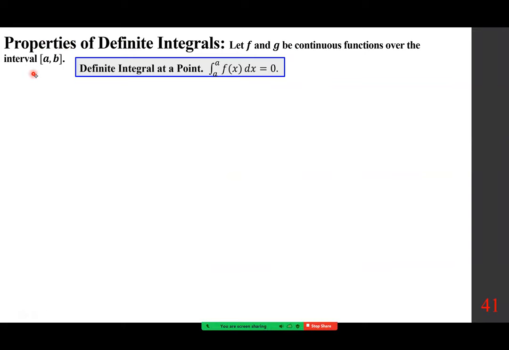Some properties of the definite integral. If you have a point, that means the integral from a to a of f of x dx is 0, because delta x in essence is 0. If you have a point, it doesn't cover an area.